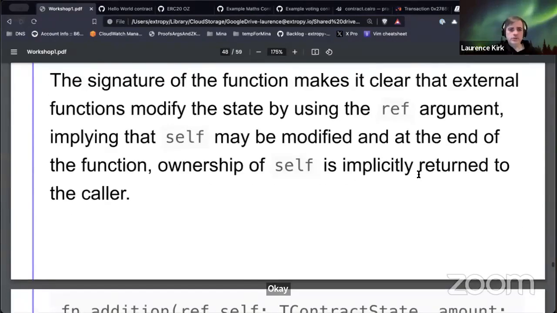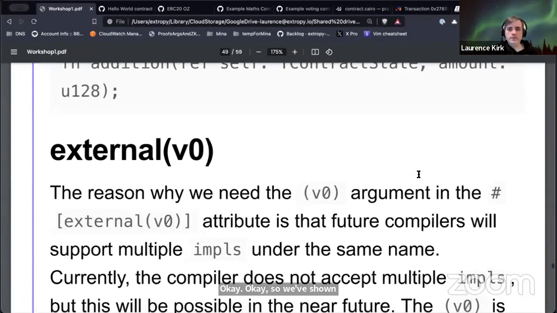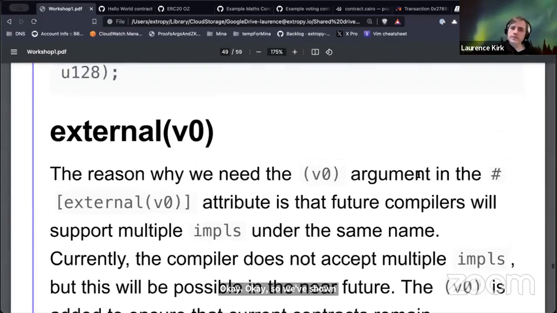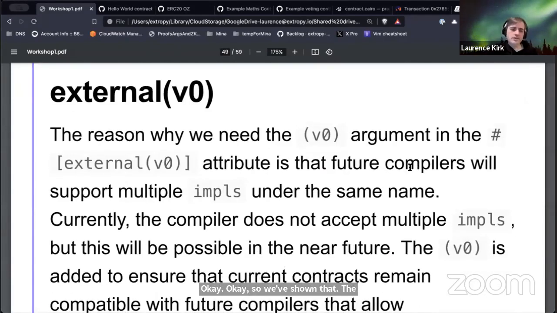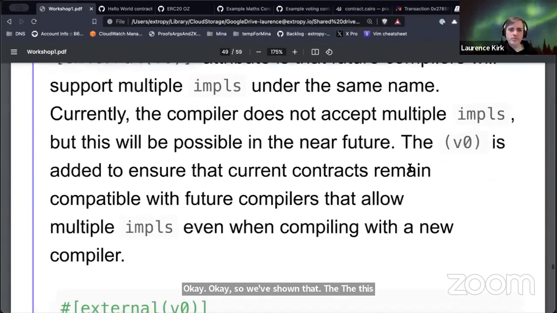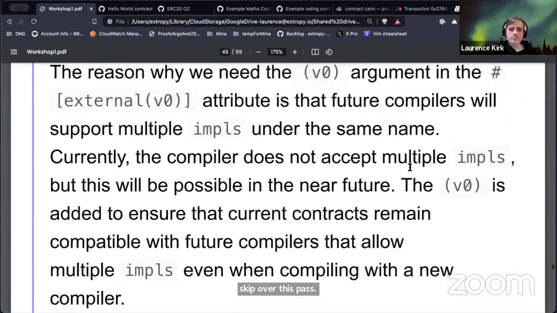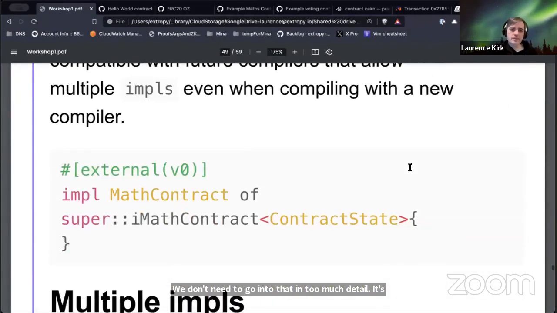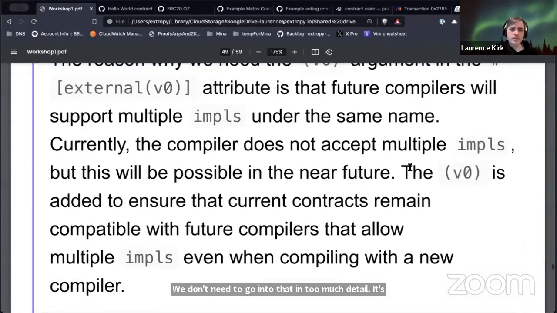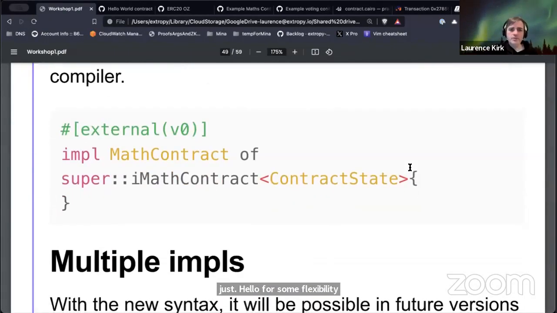Okay, so we've shown that there. I'll skip over this. Perhaps we don't need to go into that in too much detail. It's just allowing for some flexibility in the way that things are compiled there.